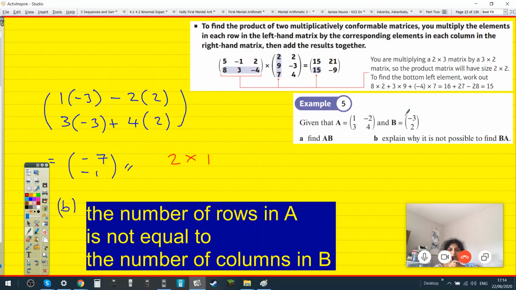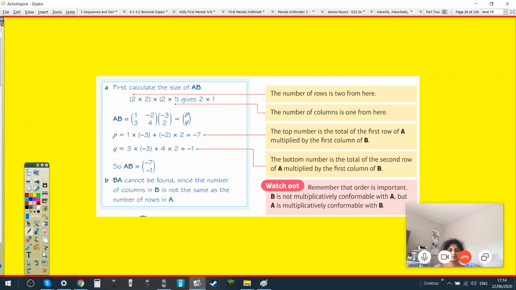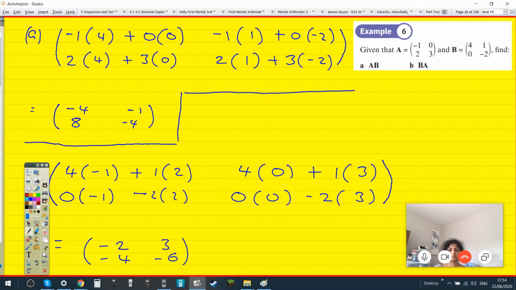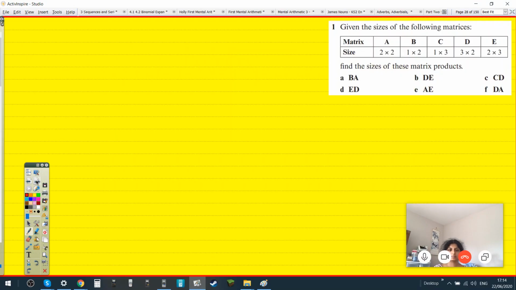This one down here. Sorry, I was looking up here. It should be this one. So this one is 2 rows. This one is 1 column. So it's rows times columns, I believe. So this one was rows times columns. So 2 by 2. Okay.